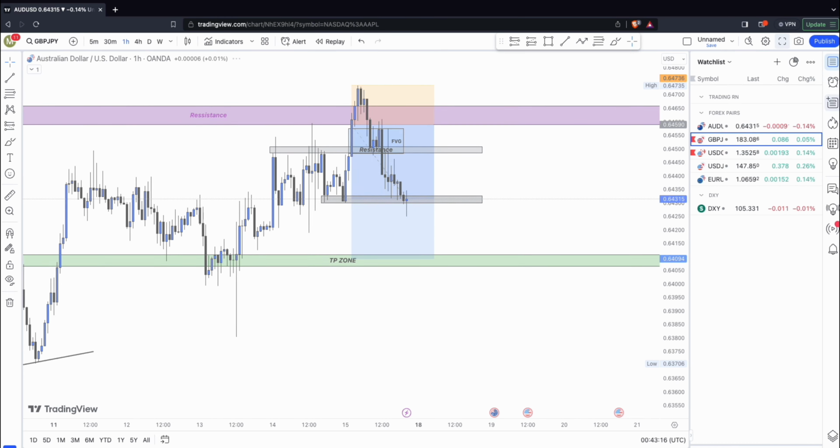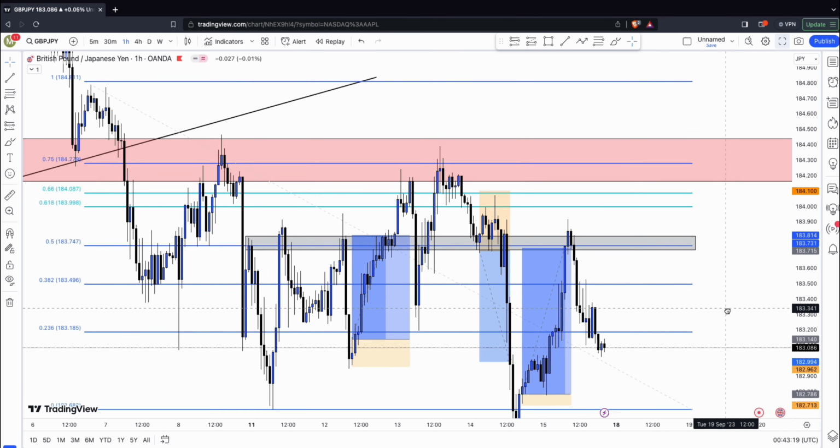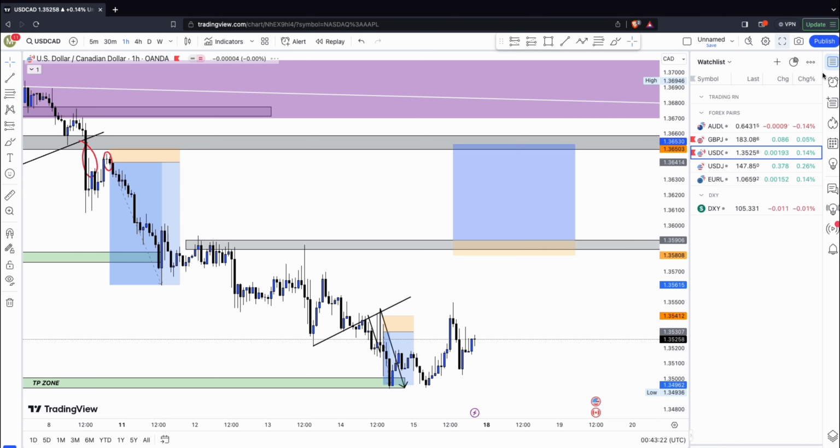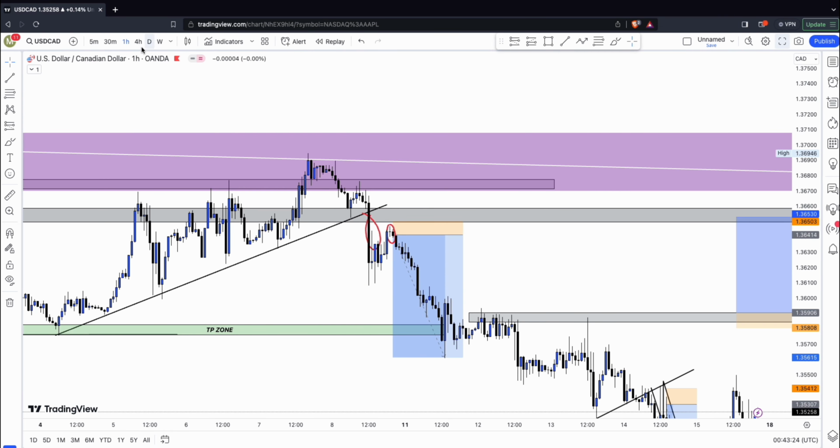Another setup is over here. Actually, this is a little bit complicated to explain at this point. This would be a pretty good setup. Let me go on the daily 4-hour time frame.